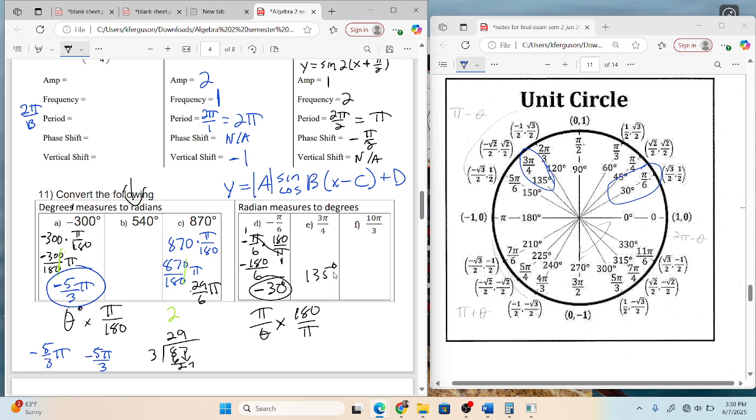I'm not going to make a big deal if you don't put the degree symbol, but you know. And then 10 pi over 3 is not there. So see, 10 pi over 3, that means I just have to follow the formula.